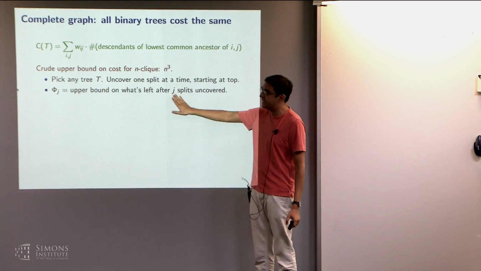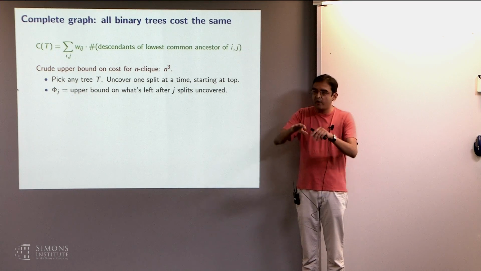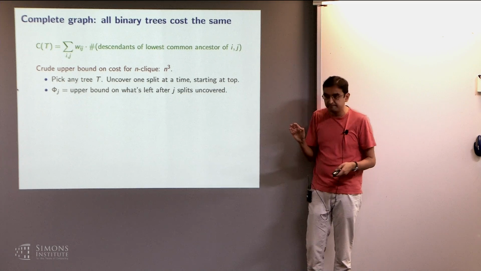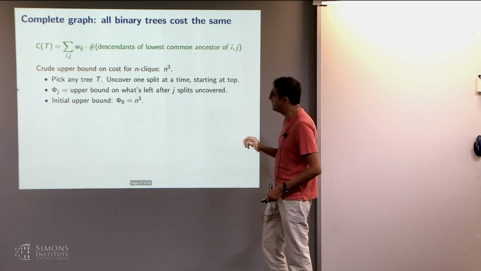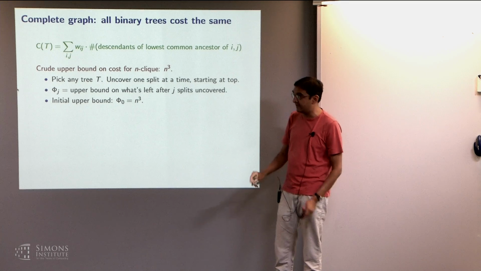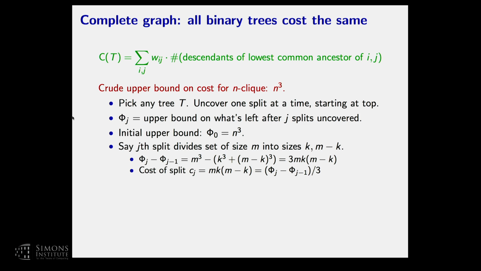And after we've revealed j splits, we'll look at the cost of the remaining part. Okay, and whatever's left, whatever we haven't looked at, we're going to bound by this n cubed type thing. Okay, so initially, we haven't opened up anything in the tree, and so an upper bound on the cost is n cubed. Let's say that we open up j splits, and the jth split, the jth node from the top of the tree, has a set of size m that it splits into two sets of size k and m minus k. Okay? So now, before we unveiled that split, we were charging m cubed.